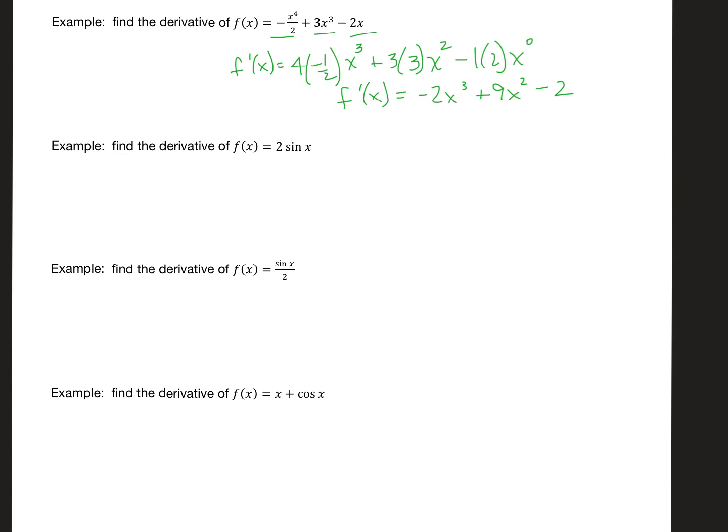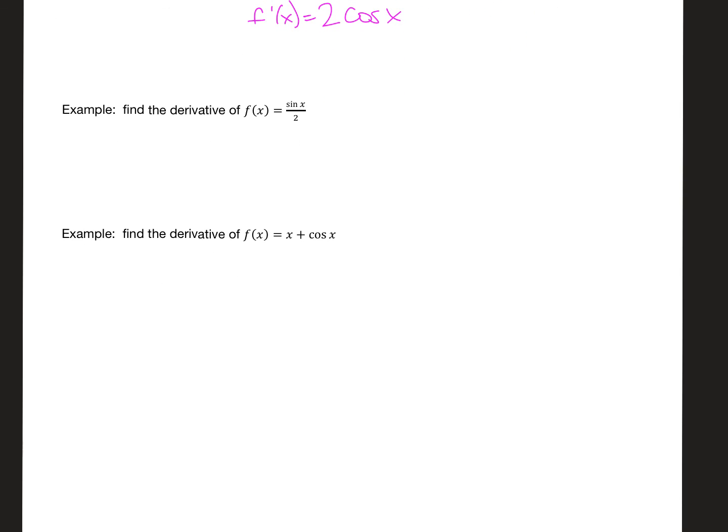Okay, this one. All right, so this is the first time you're doing a trig function, but the derivative of sine is just cosine. So the constant out in front stays as a constant. The derivative of the sine is cosine, and you're done.